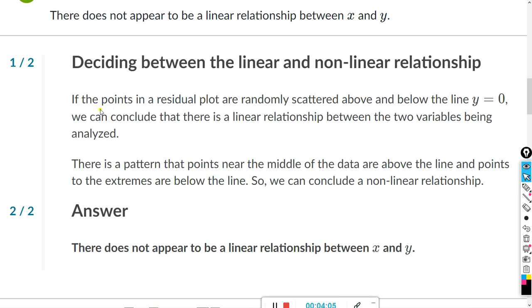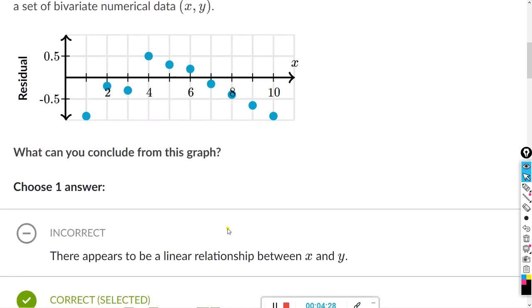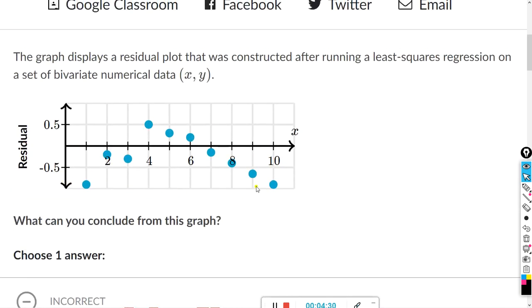For their answer, they said if the points in the plot are randomly scattered above and below the line y equals 0, that's the x-axis, we can conclude that there is a linear relationship. But in this case, there is a pattern: points near the middle of the data are above and points at the extremes are below, so we can conclude a non-linear relationship. You can see on the extreme ends here, the points are below the x-axis.